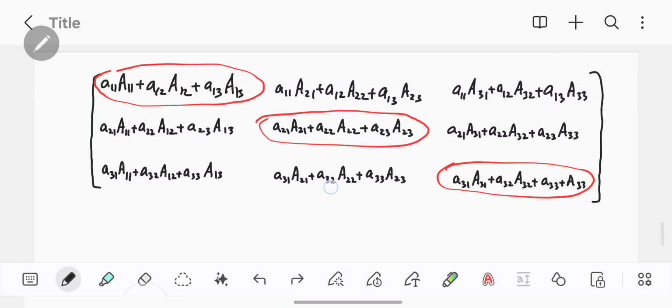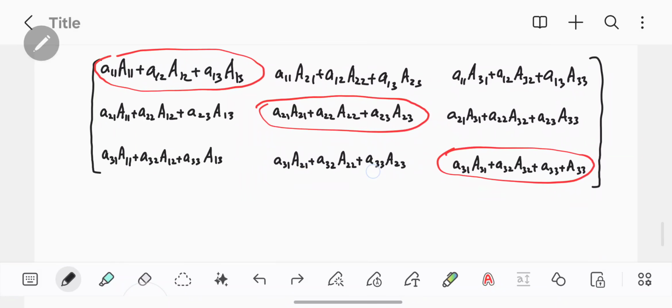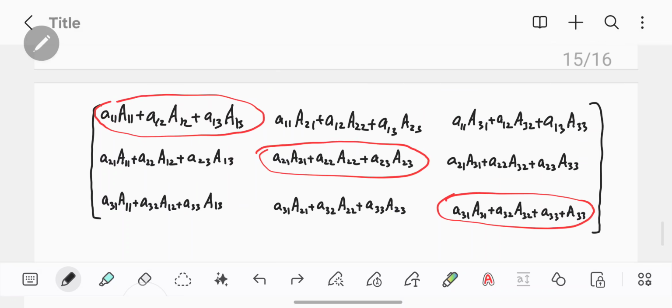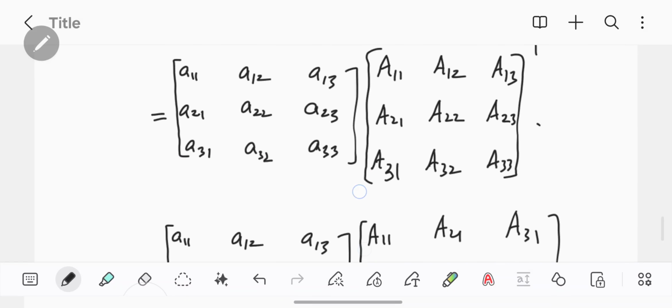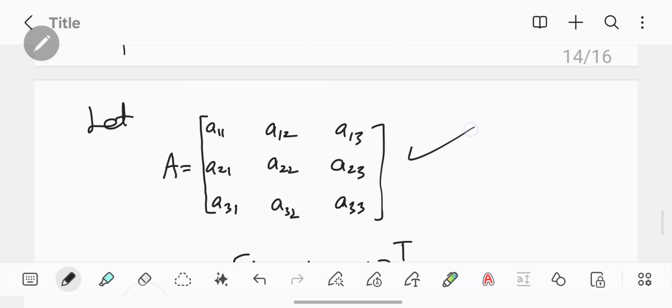Okay. When the indices are same, what does that mean? For example, if I look at this number, this is the determinant of A. This number is the determinant of A. How? Look. Here is the matrix A.